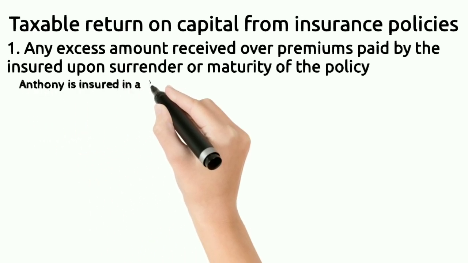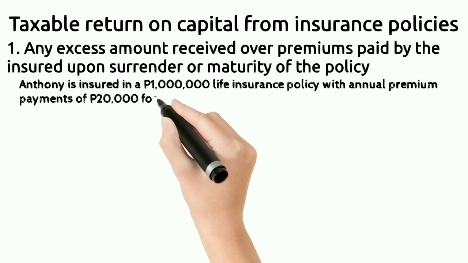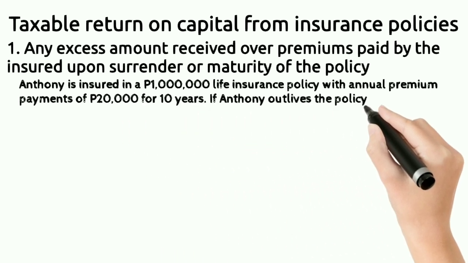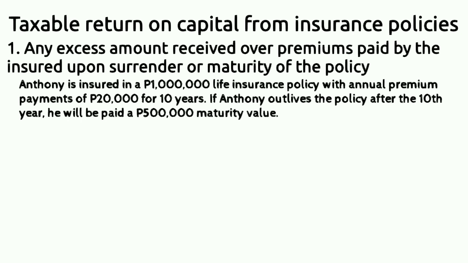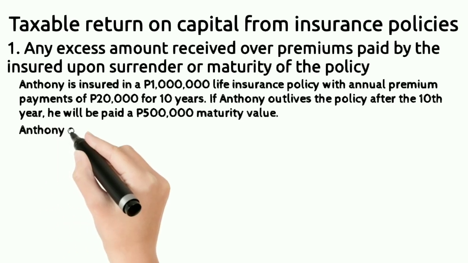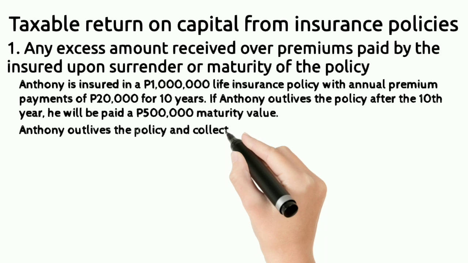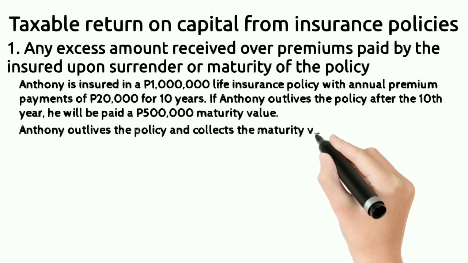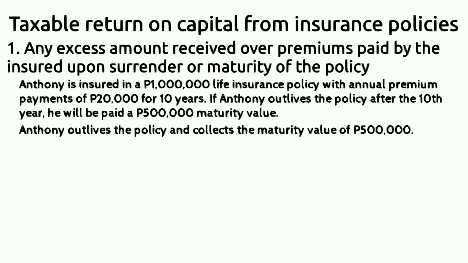Anthony is insured in a 1 million life insurance policy with annual premium payments of 20,000 pesos for 10 years. If Anthony outlives the policy, after the 10th year, he will be paid a 500,000 pesos maturity value. Ang ibig sabihin nito, kung buhay pa si Anthony after 10 years, meaning to say, makakatanggap siya ng 500,000 na maturity value.